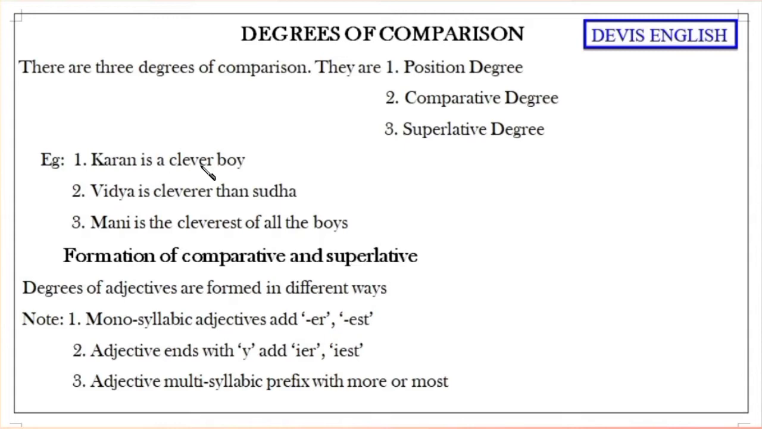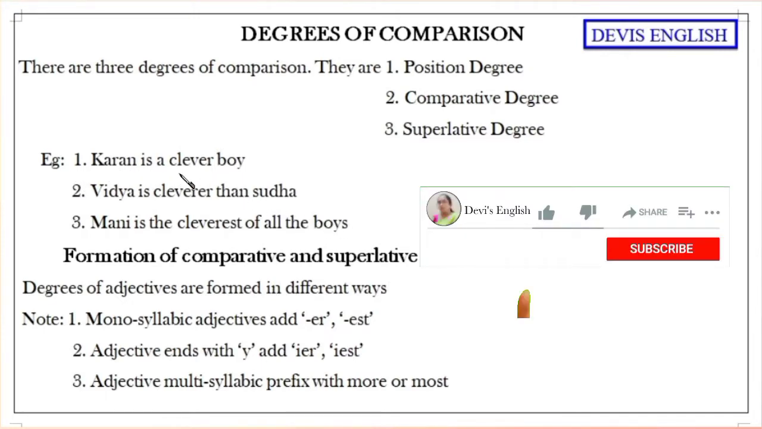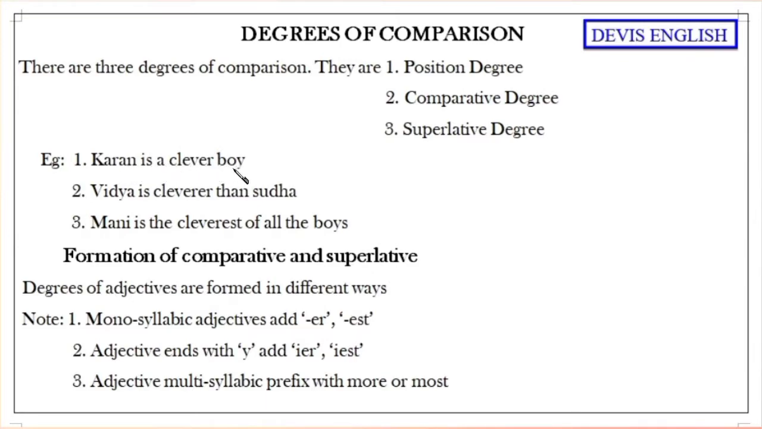Karan is a clever boy. Vijaya is cleverer than Sudha. Mani is the cleverest of all the boys. In these 3 sentences, we are using 3 different adjectives. Whenever we change it from one form to another, the meaning of the sentence does not change. That is called degrees of comparison.